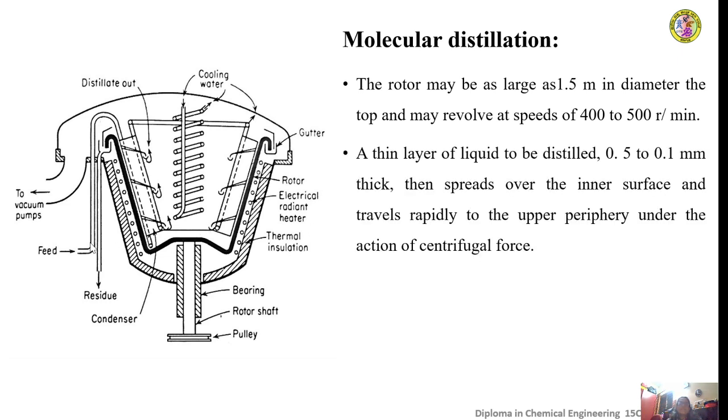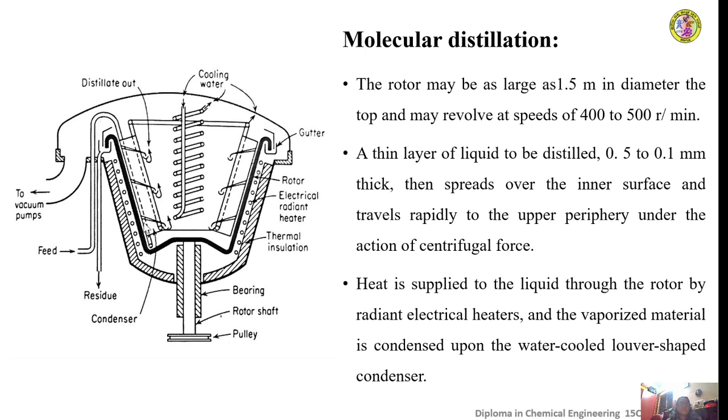So, a thin layer of liquid to be distilled, of around 0.05 to 0.1 millimeter thickness, then spreads over the inner surface and travels rapidly to the upper periphery under the action of centrifugal force. So as the rotor is rotating at high speed, when the liquid is introduced to the bottom at this point, it spreads along the inner surface as a thin layer, that thin layer rapidly moving in the upward direction due to the action of centrifugal force.